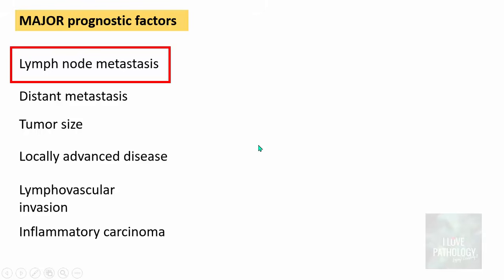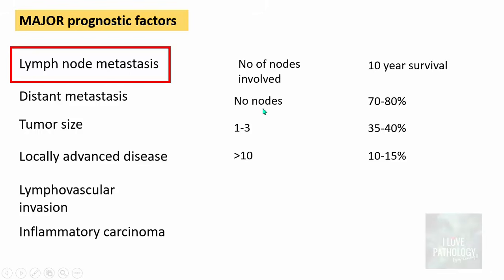Lymph node metastasis is a very important major prognostic factor, because if you look at this table, if no nodes are involved, the 10-year survival rate is around 70 to 80%. If around 1 to 3 nodes are involved, 35 to 40% 10-year survival, and this reduces to 10 to 15% when there are more than 10 nodes involved. So it's very important to note how many lymph nodes are involved in the breast carcinoma.